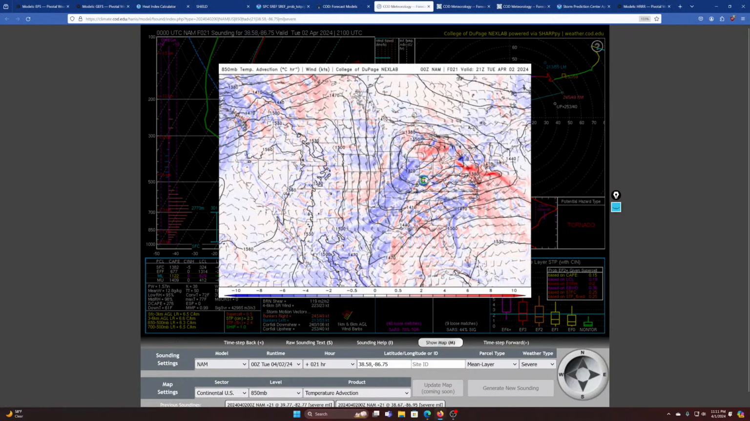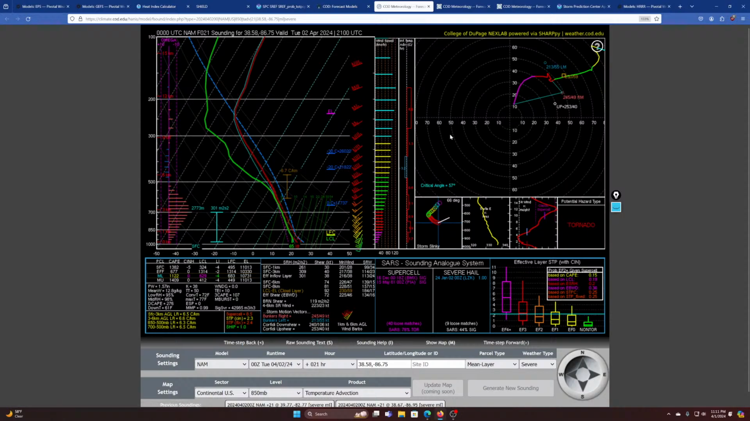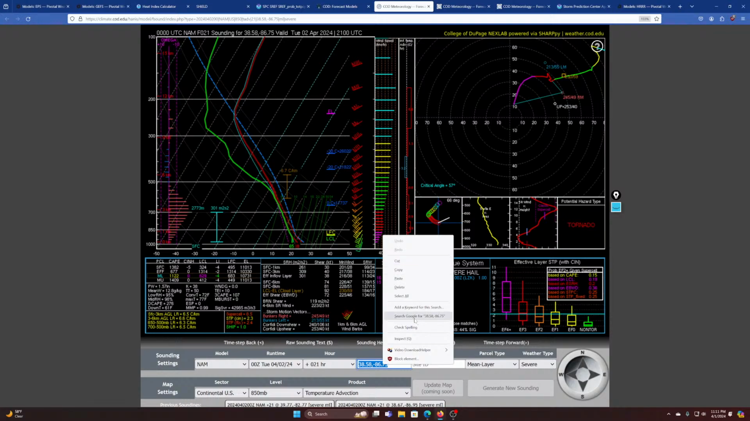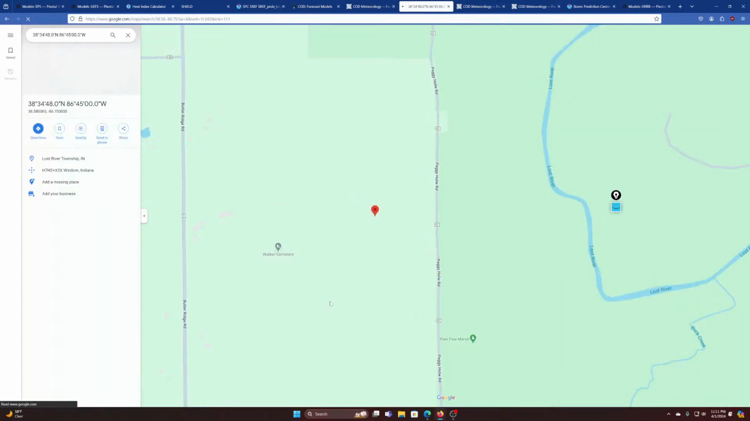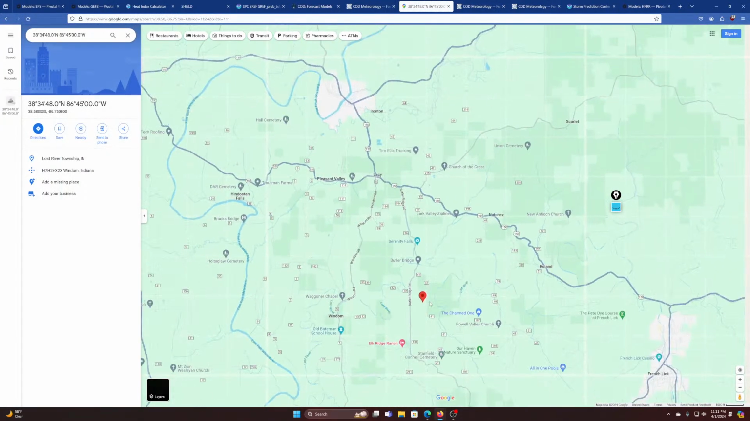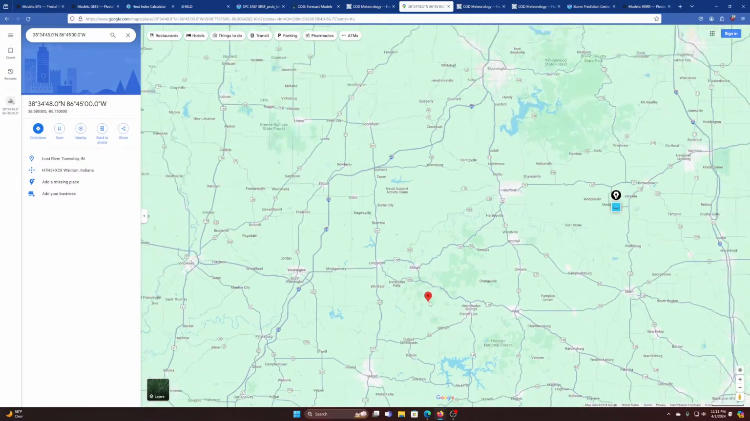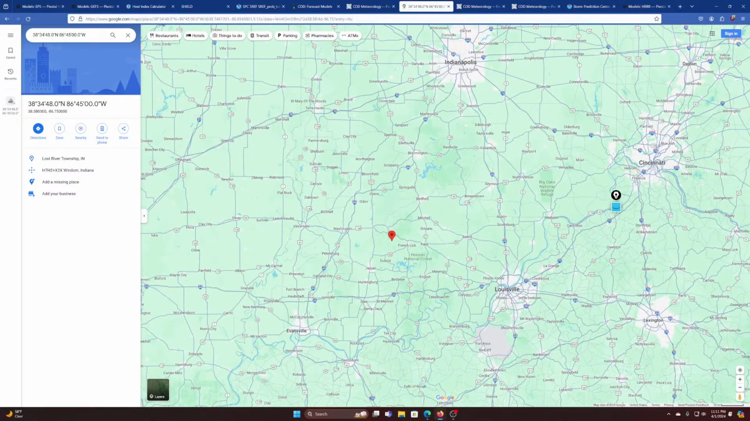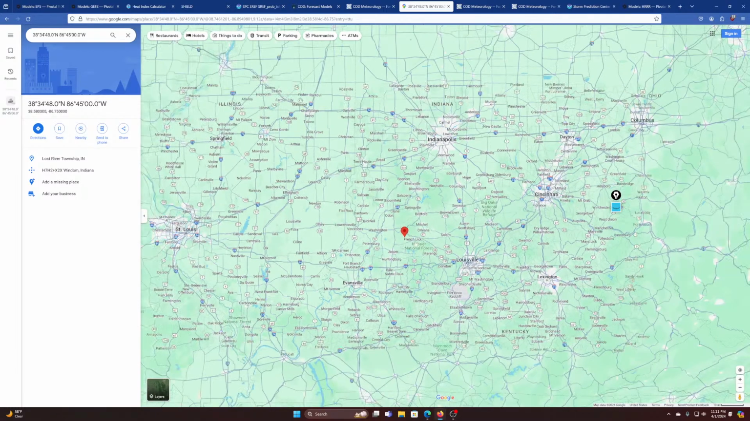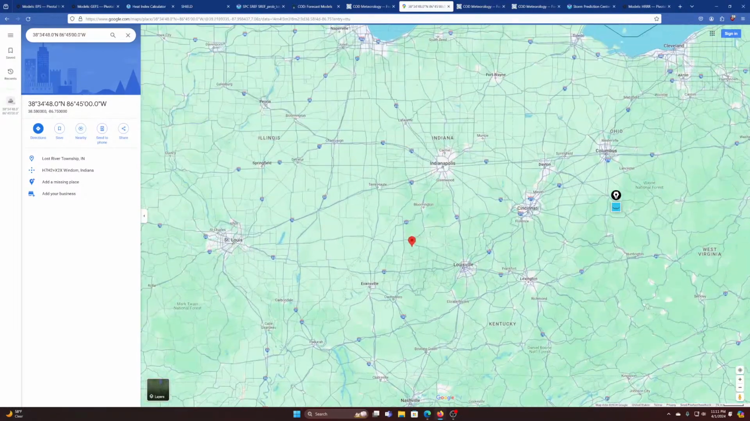Where is this? Is this Indiana or Ohio? One way to find out is to copy and paste the latitude here and search Google for it. So this is the sounding for 4 p.m. tomorrow here in southern Indiana.